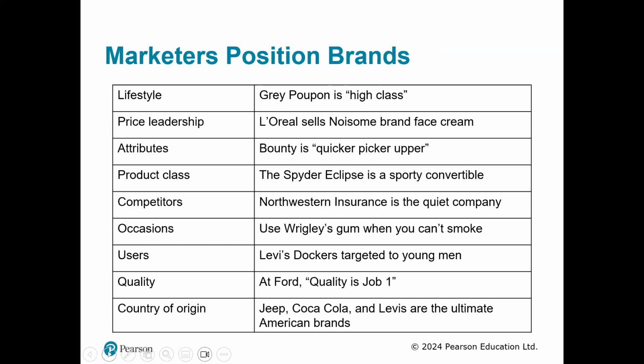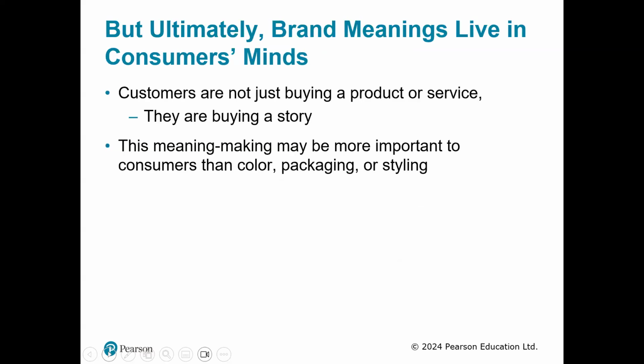Marketers can use many dimensions to carve out a brand's position in the marketplace. These include lifestyle, price leadership, attributes, product class, competitors, occasions, users, quality, and country of origin. But ultimately, brand meanings live in consumers' minds.